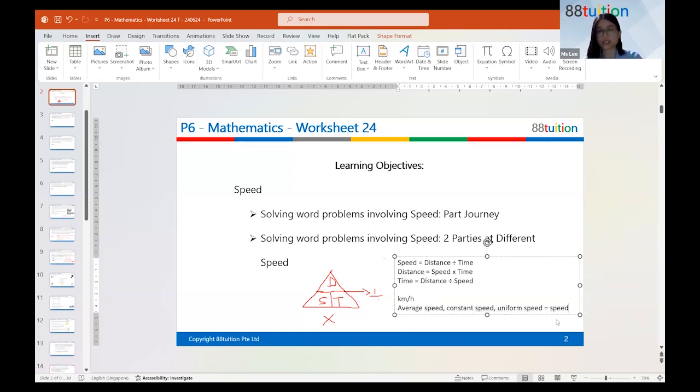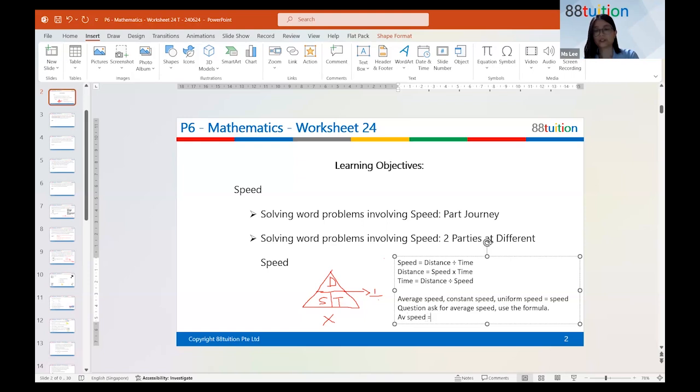But do take note, if the question asks for average speed, that means there's a difference. If they tell you that the average speed is 80 kilometer per hour, it is just speed. But if they ask you in the final question, what is the average speed of Tom, or something like that, there's a formula. You must use the formula, the average speed formula.